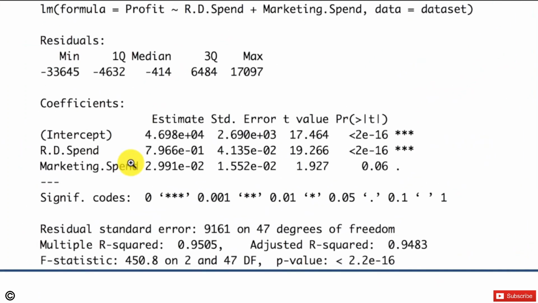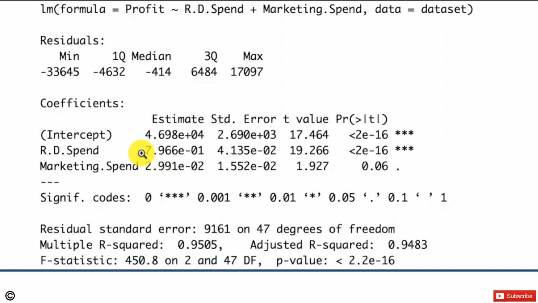Here we've got 2 variables, R&D spend and marketing spend. So it's basically how much companies are spending on their research and development and on their marketing. And we've also got the constant, and we're predicting profit. So these coefficients here, these are B1 and B2. So how to interpret them? First of all, you look at the sign.